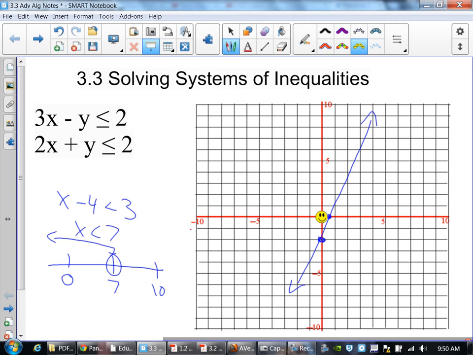I'm going to use 0, 0 as my test point. Is this true or false? 3 times 0 minus 0, is it smaller than 2? Yes. So that means it's true, just like we would do before. We would shade towards truth. I would shade on this side of the graph.